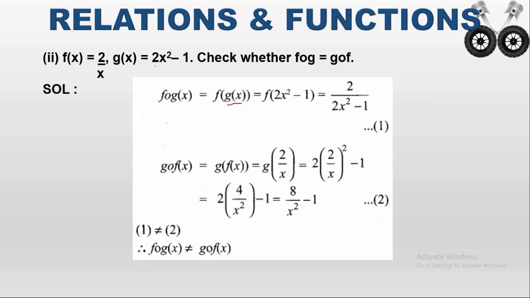What is the value for g of x? It is 2x square minus 1. So, instead of g of x, you can substitute 2x square minus 1. Then it will become f of 2x square minus 1.